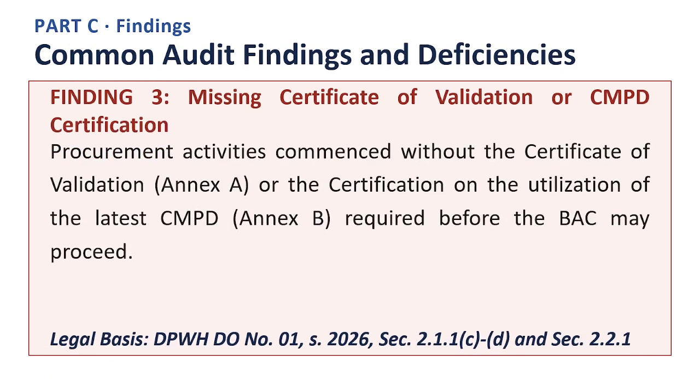Missing Certificate of Validation or CMPD certification. Procurement activities commenced without the Certificate of Validation, Annex A, or the certification on the utilization of the latest CMPD, Annex B, required before the BAC may proceed. The legal basis for this finding is DPWH Department Order No. 01, Series 2026, Section 2.1.1, C, D, and Section 2.2.1.